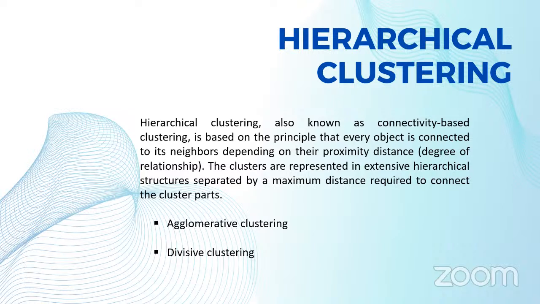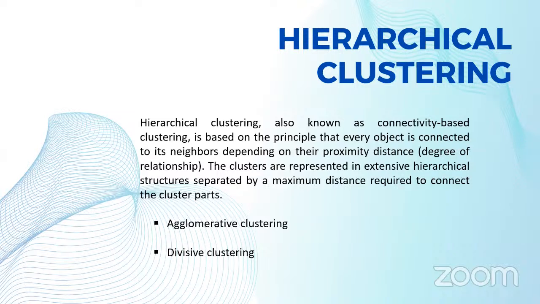Hierarchical clustering determines the cluster assignment by building a hierarchy. This is implemented by doing either a bottom-up or a top-down approach. In hierarchical clustering, there are two types: agglomerative clustering and divisive clustering.